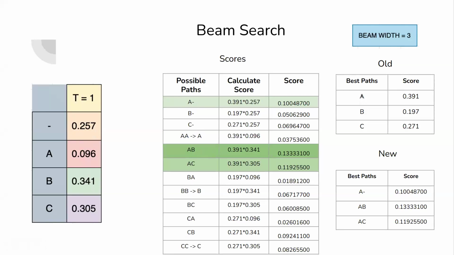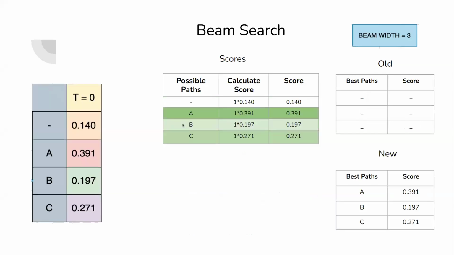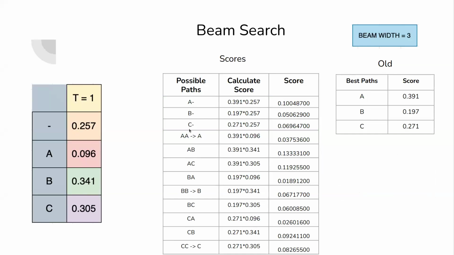So we've taken the best paths which we have. That's why you're not seeing the dash as in the beginning, because in our previous search, the best paths were A, B, and C. So here we consider all the extensions of A, B, and C. Once we consider that, we calculate the new score. The new scores are the previous score times the probability of the new token.